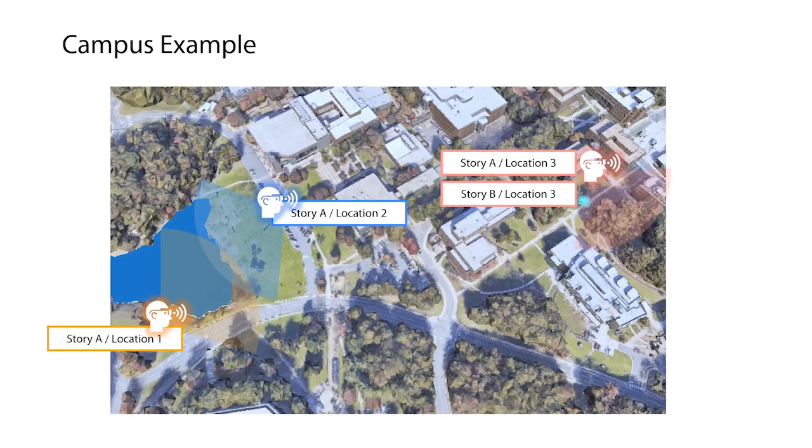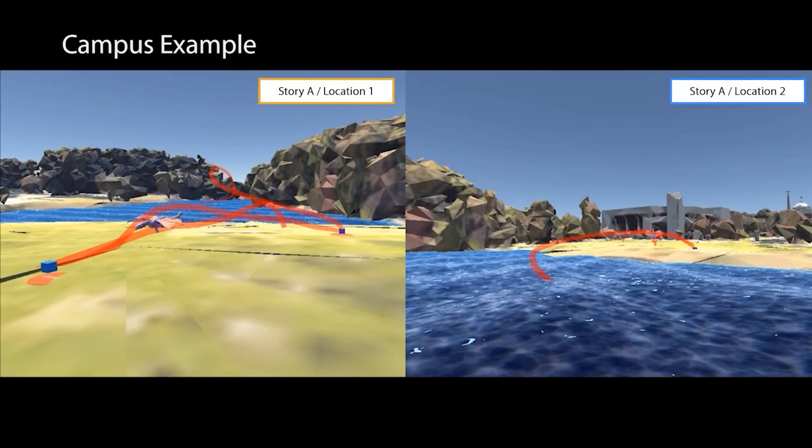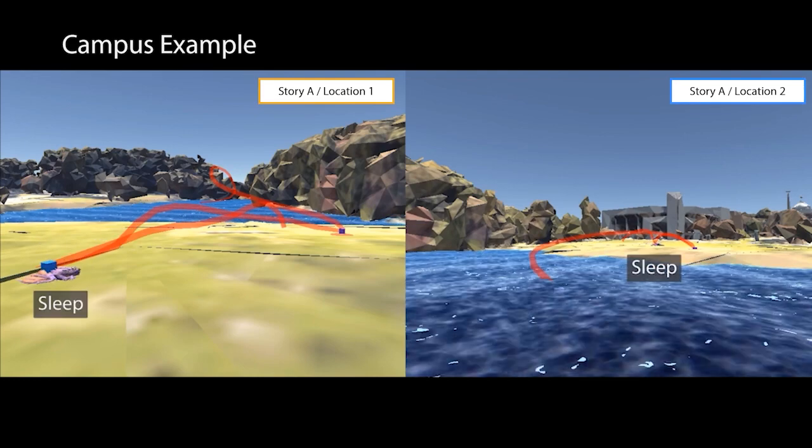We demonstrate results in a real-world campus. We show the location adaptiveness of our approach by adapting Story A to Location 1 and 2, and we show the generation capability at a location by delivering Story A and Story B at Location 3. The results show that our approach placed the waypoints and the path reasonably.